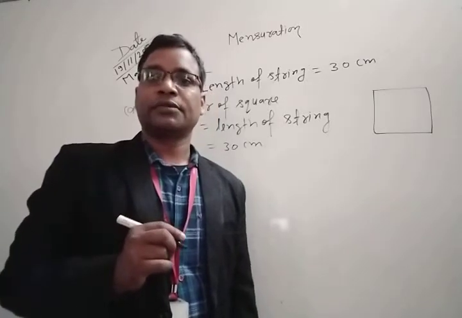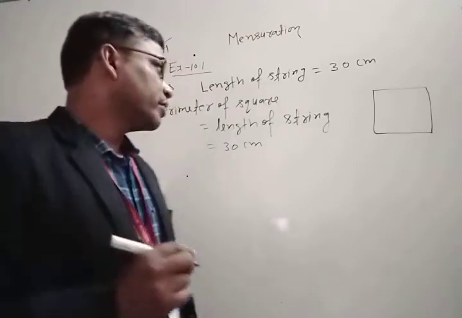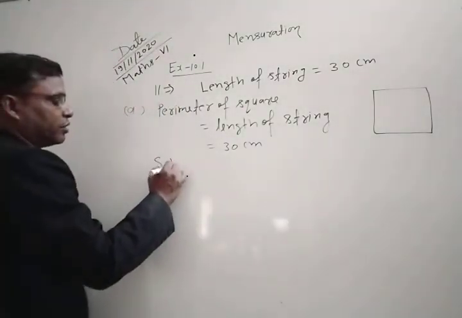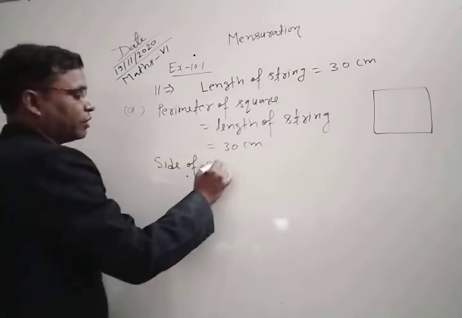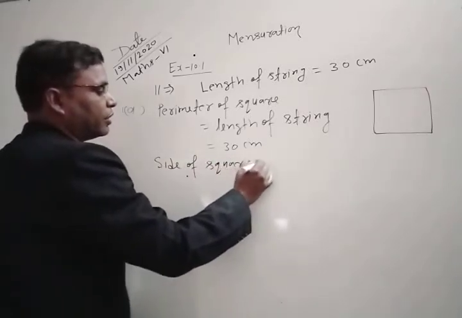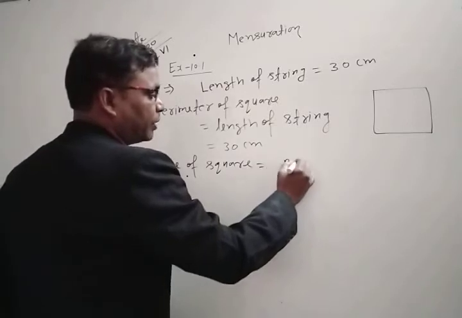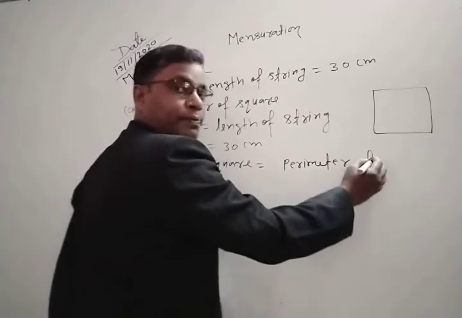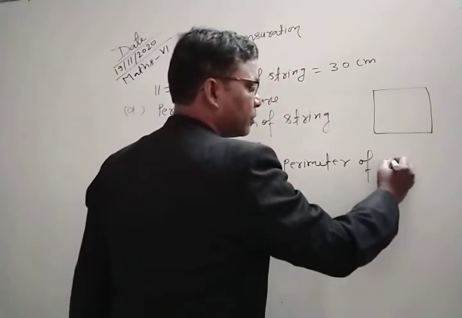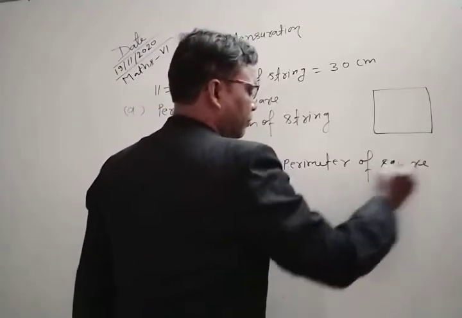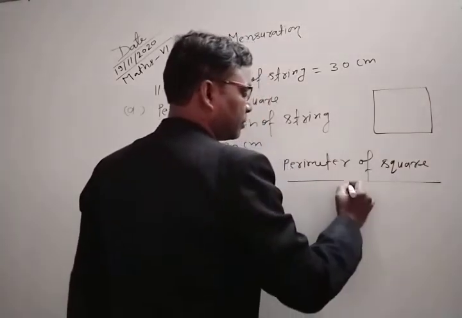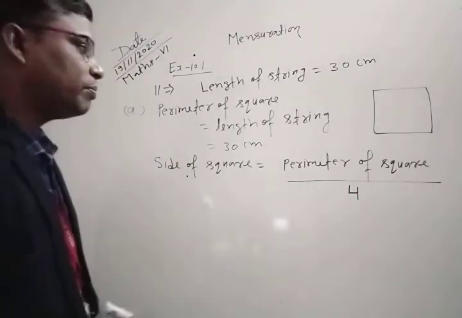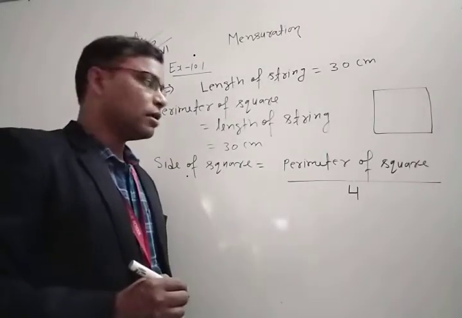But what do we need to find in these questions? We need to find the side of the square. So how can we find the side of the square? You know very well, the side of a square is equal to perimeter of square divided by 4. Clear? Side of square is equal to perimeter of square divided by 4.